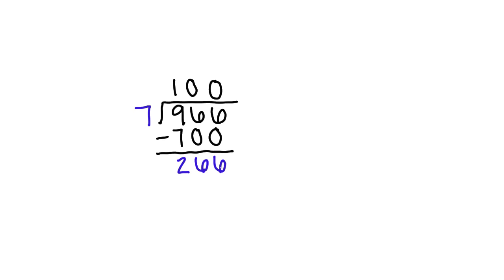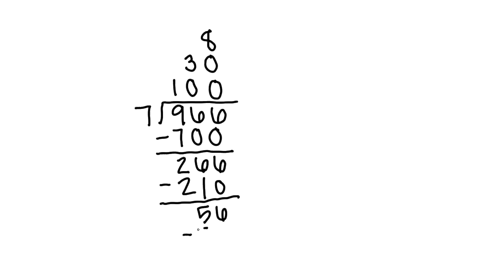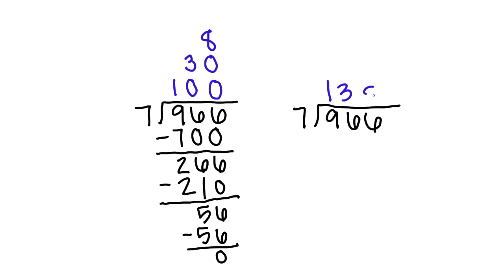We know 7 can go into 266 30 times, and we can record it above 100 and subtract 210, representing 7 times 30 is 210. We subtract 210 from 266 to leave us 56. We know 7 can go into 56 8 times. We record this as well by our parts of the quotient. Similar to partial product, we add up the parts. The parts are 8 plus 30 plus 100 equals 138. We then can say 966 divided by 7 is 138.